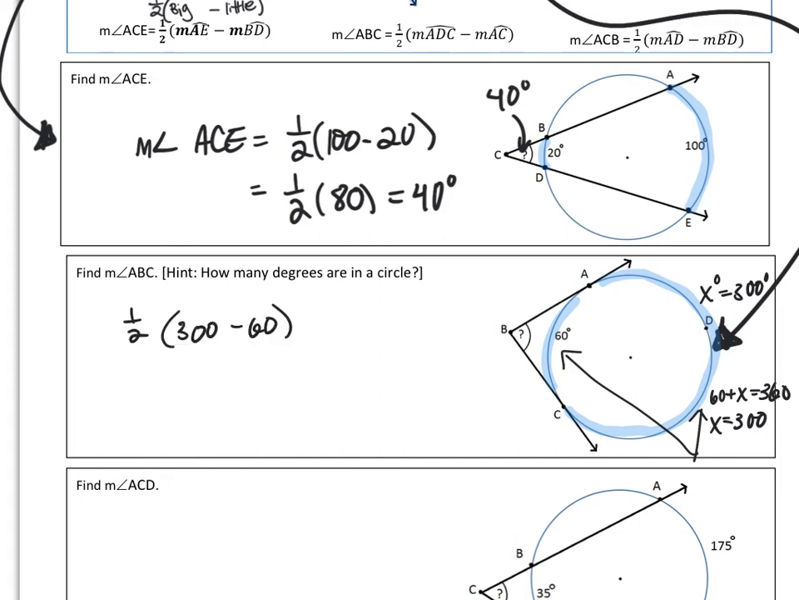So once again, we're going to do big minus little, divide by 2. Let's see, 300 minus 60 is 240, and I need to know what half of 240 is. That would be 120. So my angle measure here is going to be 120 degrees.